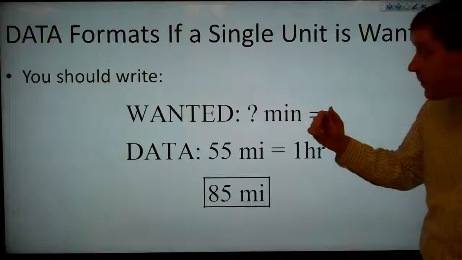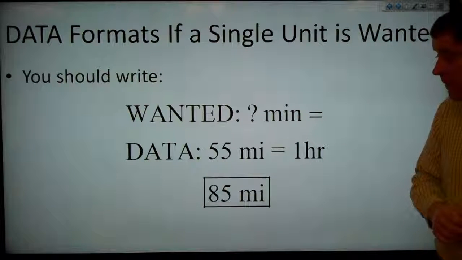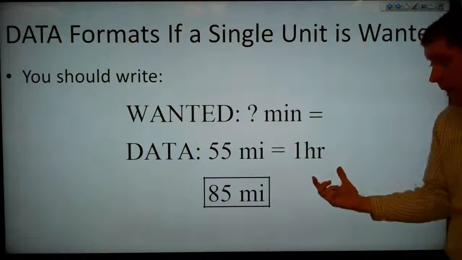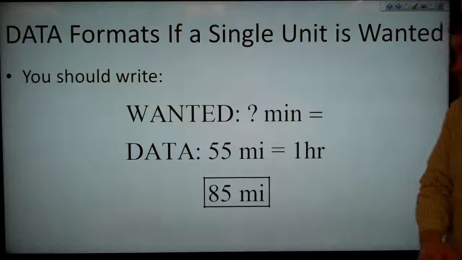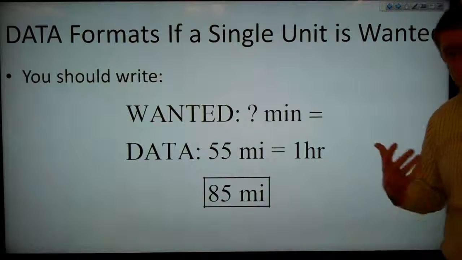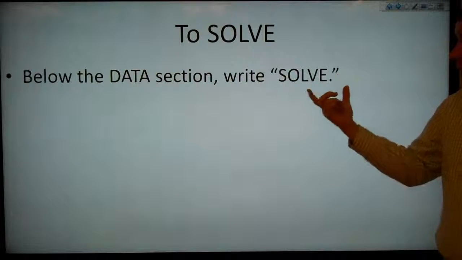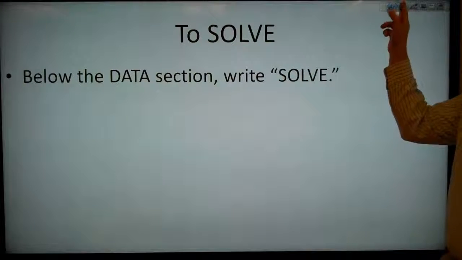So you should write wanted, colon, question mark, minutes, equals, and then in the data section, 55 miles equals 1 hour, and the given is 85 miles. So that's what should be boxed or circled or highlighted. And then below the data section, we're going to write solve. And this is where we're actually going to solve our problem.